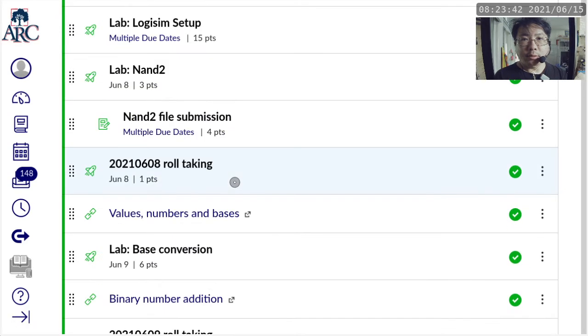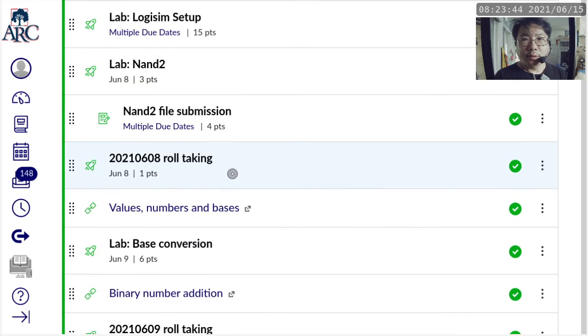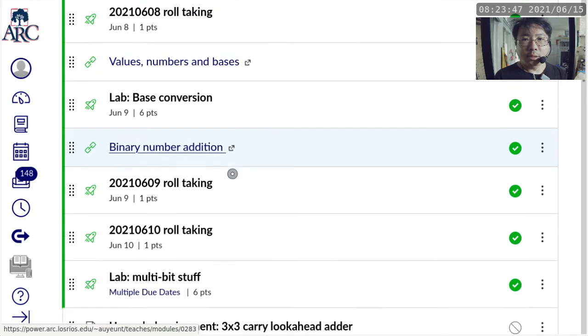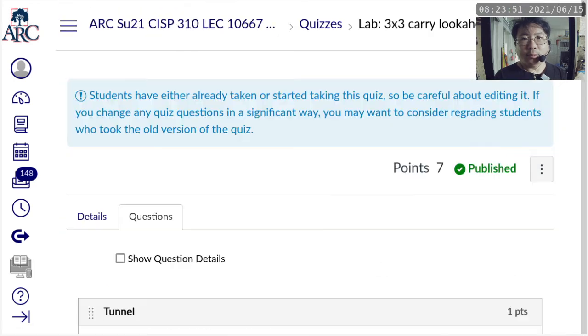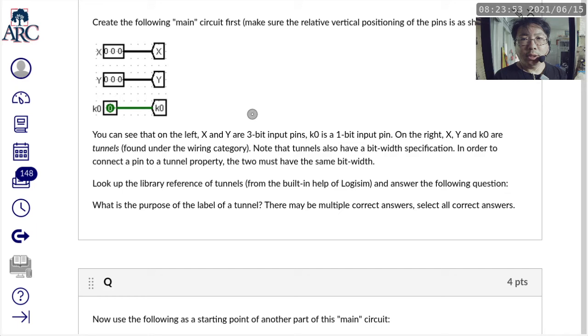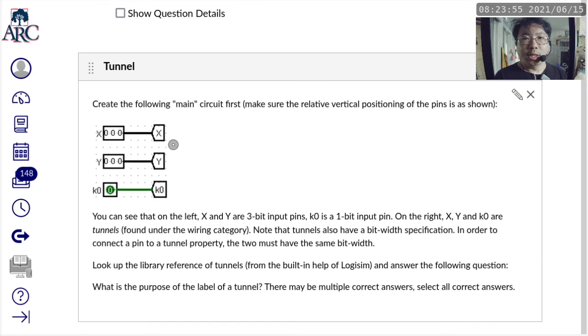All right, so all the labs that we have done so far, the one that we did last week was multi-bit stuff. That one talked about how to make multi-bit pin and multi-bit something. To make the tunnel multi-bit, it is the same way. You extend the same mechanism to do that.